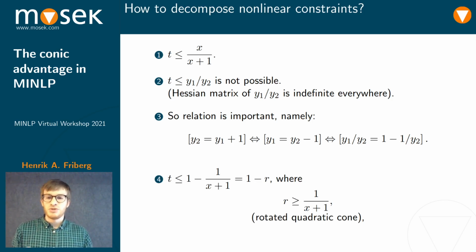In this case, we have two terms, one of which is a constant, and the other of which can be looked up in the modeling cookbook. In this case, it's a rotated quadratic cone.